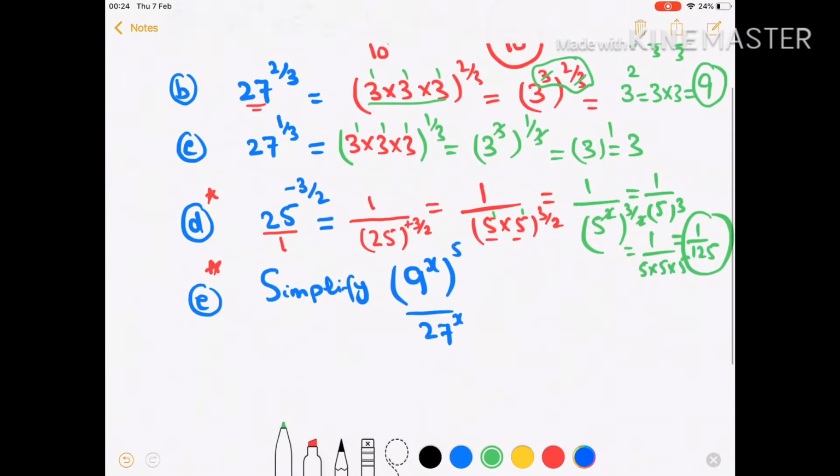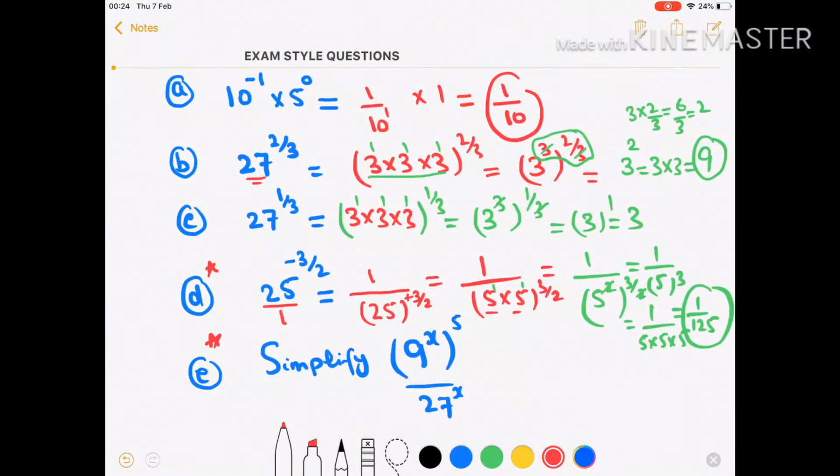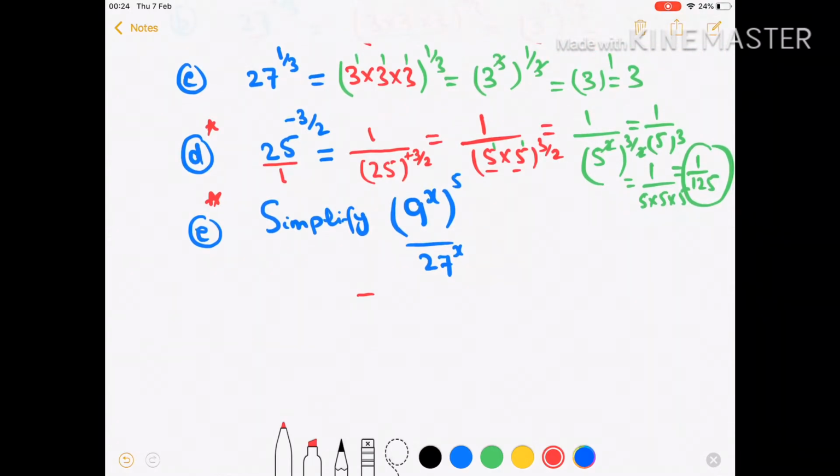Next question is simplify 9 to the power x, another power 5. Here first you have to apply raising one power to another, rule number 3: you have to multiply them. So multiply x and 5, it will be 5x. So 9 to the power 5x will come, divided by 27 to the power x.